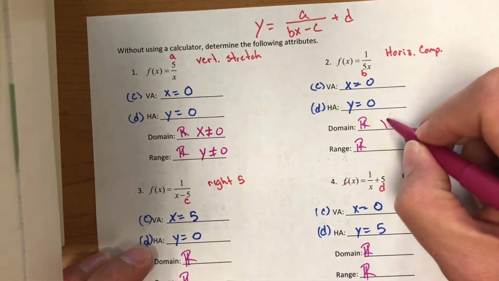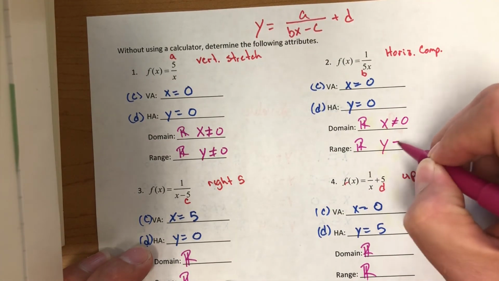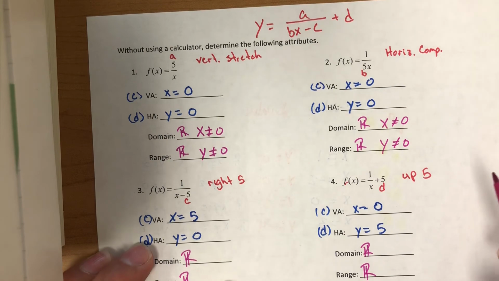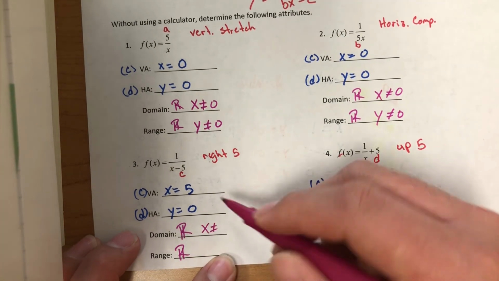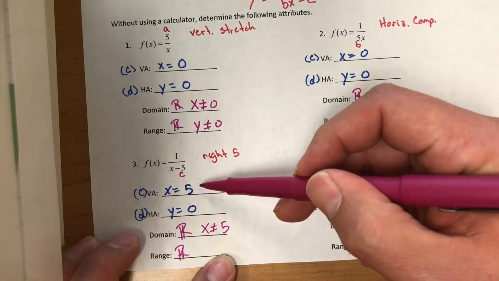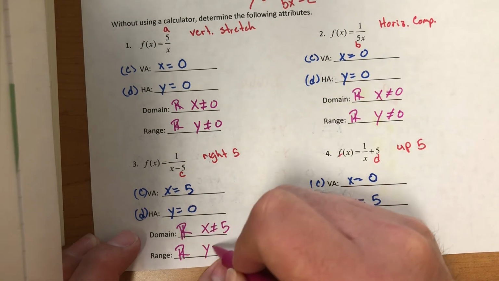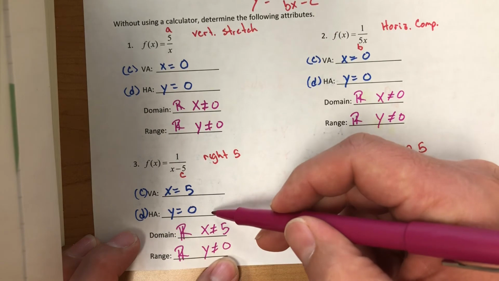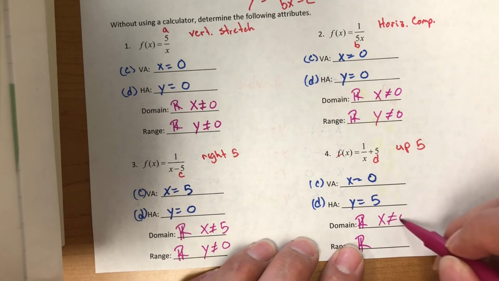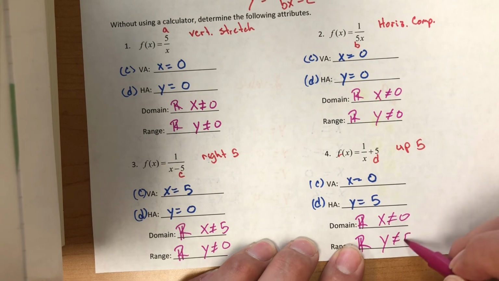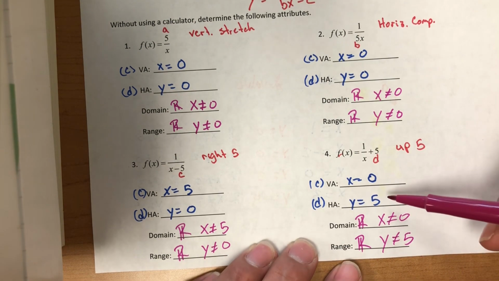Number 2, X cannot be equal to 0, Y cannot be equal to 0. For number 3, X cannot be equal to 5, which is my VA, and Y cannot be equal to 0, which is my HA. And then the fourth one, X cannot be equal to 0, and Y cannot be equal to 5, again, which is my HA.